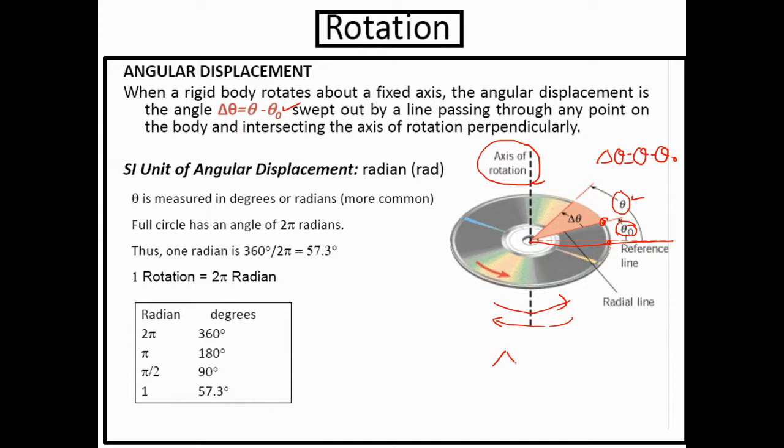Now I have to find the displacement of the object. What is the displacement of the object? The displacement is delta theta, which is equal to my final position, theta. What is my final position from the diagram? Theta. What is my initial position? Theta naught. Theta naught. Clear?